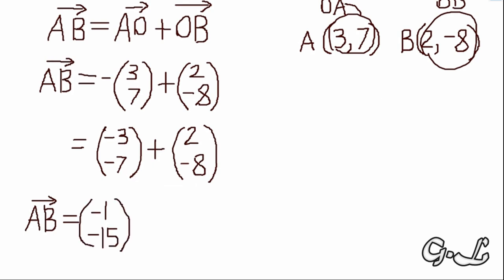So that is the direction vector that we're interested in. The direction vector AB is equal to negative 1, negative 15, in column form. So that is the way we find the direction vector.